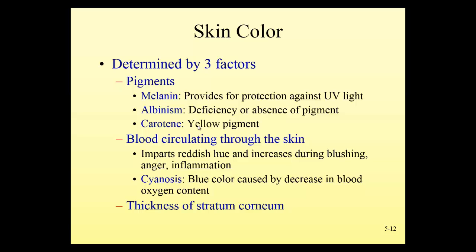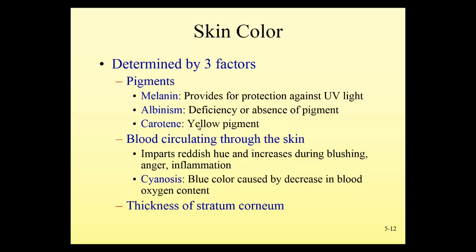And also, if you're exercising or embarrassed or there's inflammation due to infection or injury, there's more blood flow to the surface of the skin, so you're going to see a reddish hue to the skin at the surface. That's one of the body's ways of releasing excess heat: dilating the blood vessels near the surface of the skin to allow that heat to leave the skin and into the outside air. So that's one way of controlling temperature in addition to sweating.